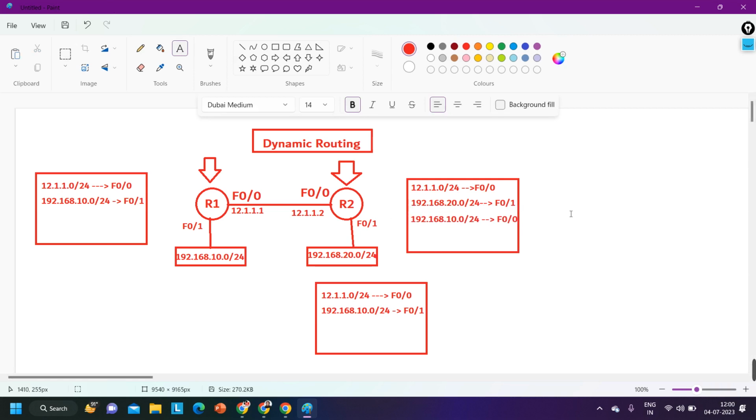Done. In the same way, router 2 will also share its routing table to router 1. So router 1 will also learn which network? 192.168.20.0/24, and this network is reachable via F0/0 because it will receive the update message on F0/0. Getting my point? So in dynamic routing, we simply run a process on the router. According to that process, the router itself will exchange its routing information with the neighbor router. Getting my point?